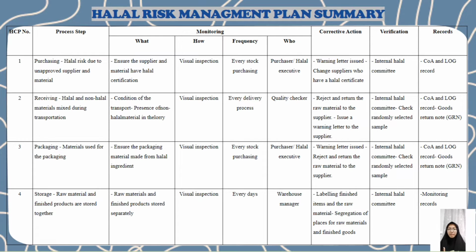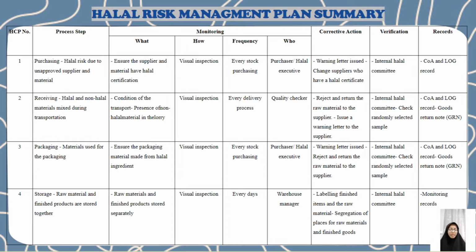The second HCP is receiving. Halal and non-halal materials may mix during transportation. So, the quality checker must check the condition of the transport and the presence of non-halal material in the lorry every delivery process. For this step, the corrective action that can be taken is to reject and return the raw material to the supplier and issue a warning letter to the supplier.